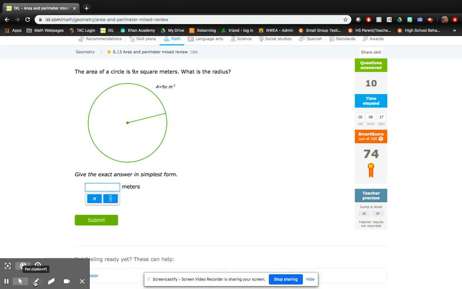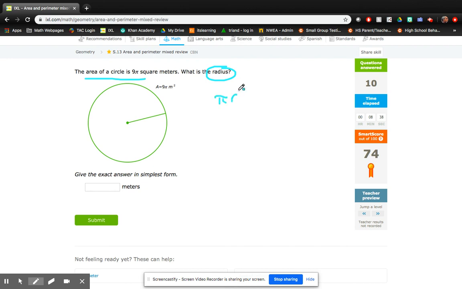This is going to be a lot like the last circle problem. It wants to know what's the radius. It gives me the area. And remember we said pi r squared, that's how we find the area of a circle. And so we don't know radius, so this is going to be pi r squared still.